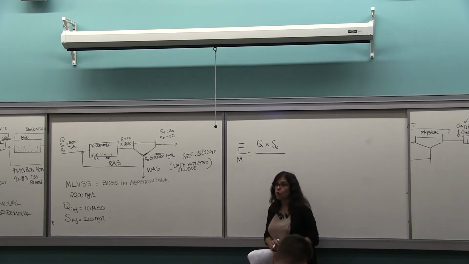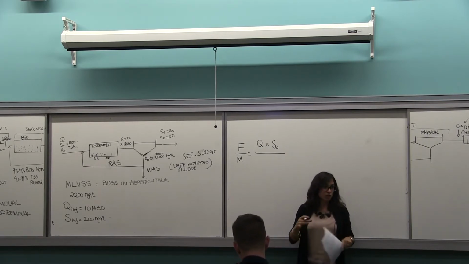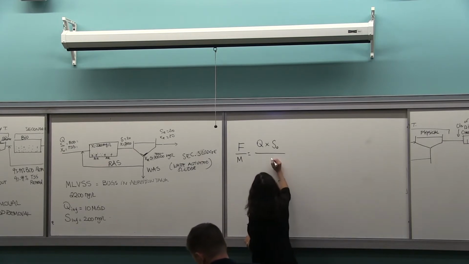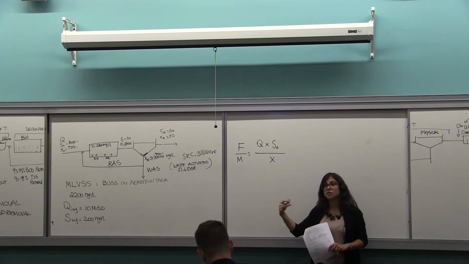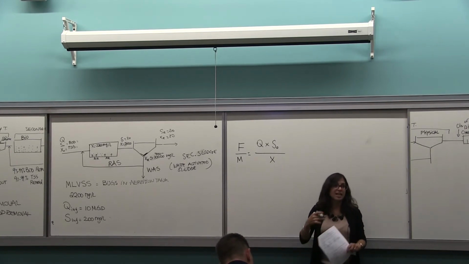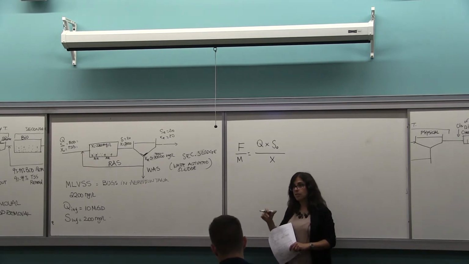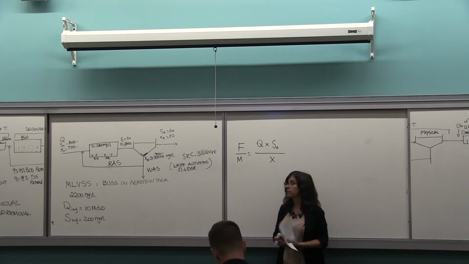The microorganism is the mass of solids present in the aeration tank. If X is the concentration of mixed liquor suspended solids in the aeration tank, the microorganisms that are eating are going to be X, the concentration, multiplied by the volume of the aeration tank.